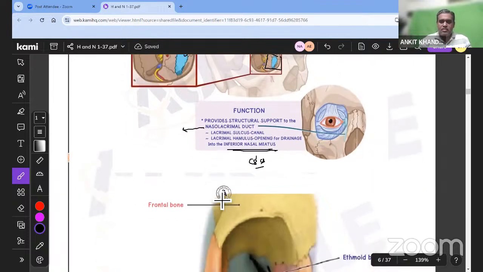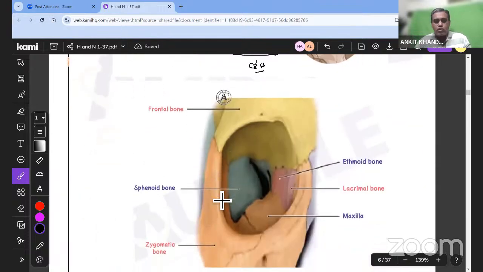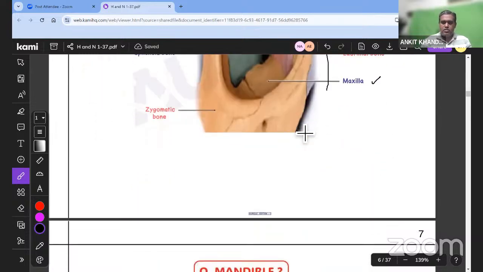So listen carefully, and if you want, do make notes as well. Okay. Here's the orbit that is shown to us. Here you can see the maxilla bone, lacrimal, ethmoid, and this is the sphenoid bone over here. This is all the medial wall of orbit. So a few points over here.